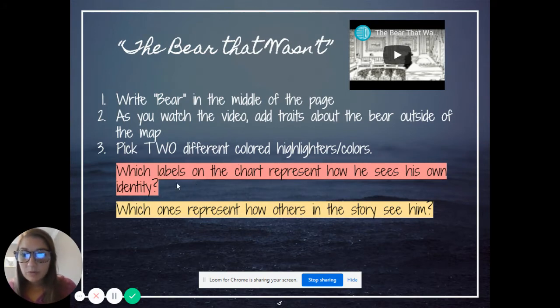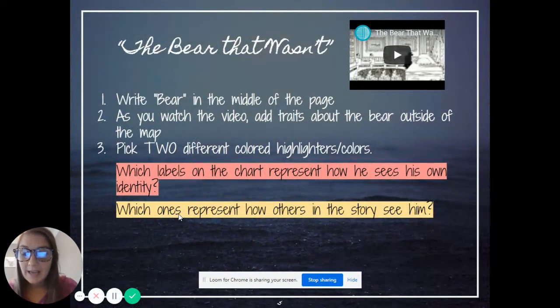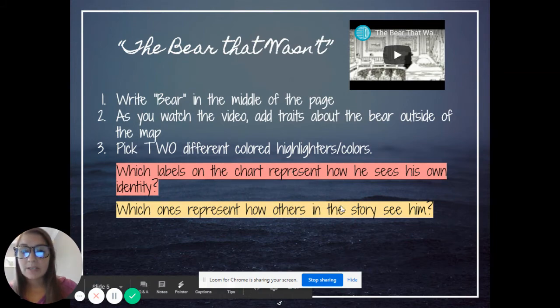After you've filled out that map, pick 2 different highlighters or colors for the labels. So I picked red and yellow. For the red ones, I would highlight the labels on the chart that represent how he sees his own identity, so how he views himself. The yellow ones represent how others in the story see him.